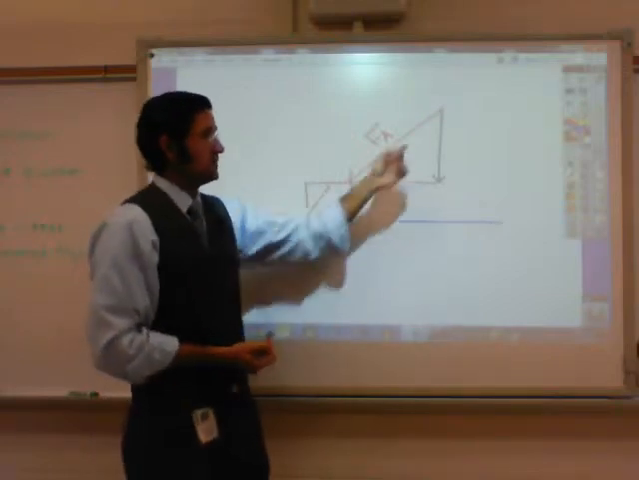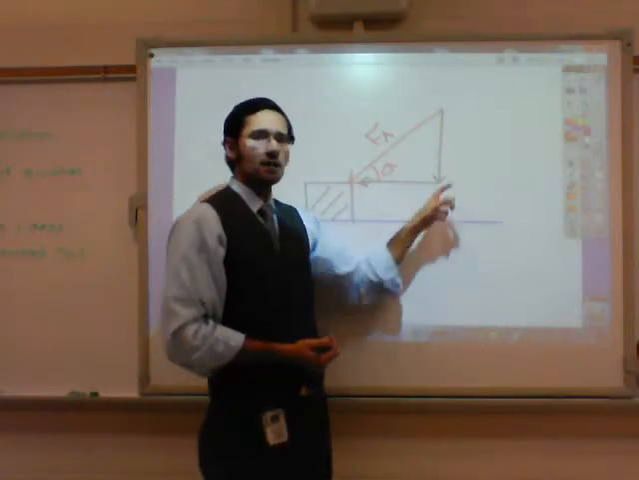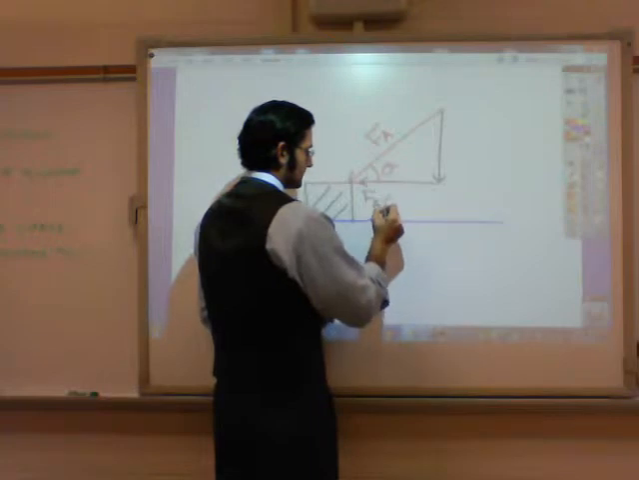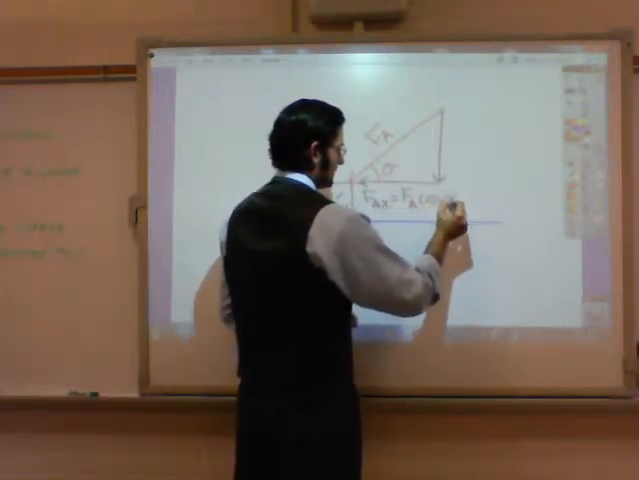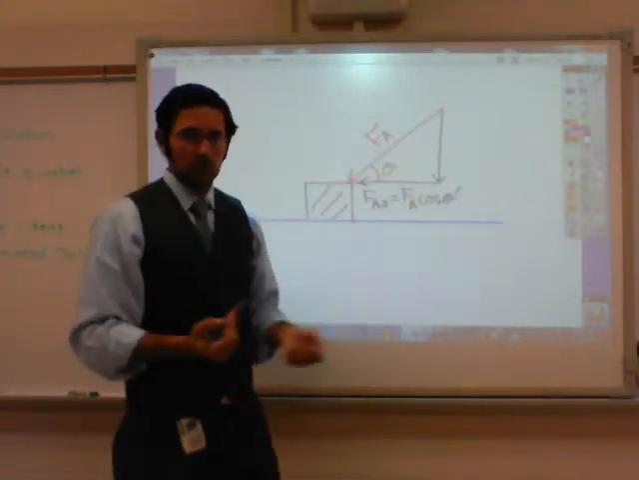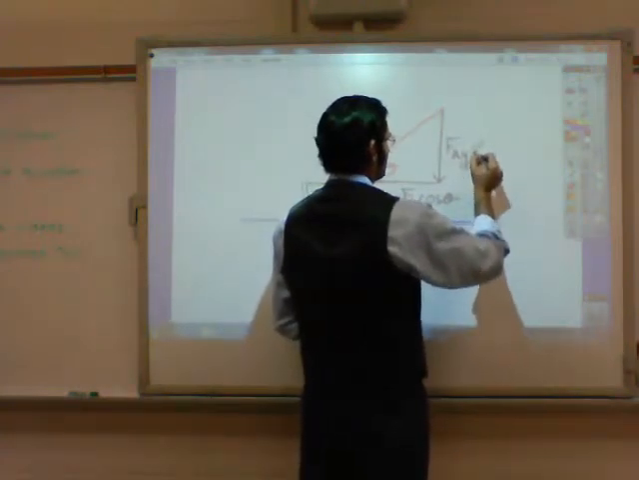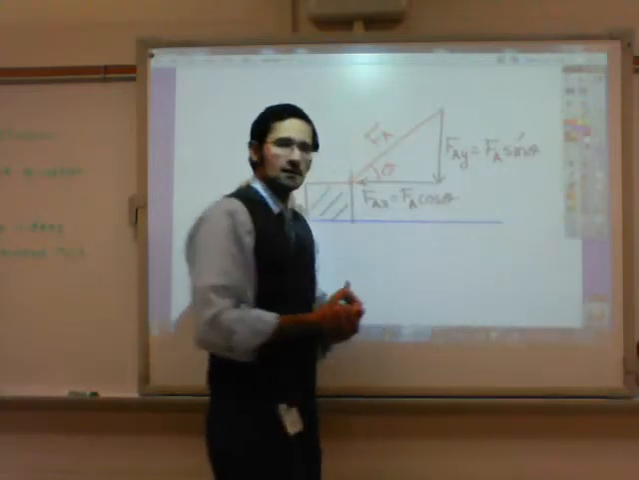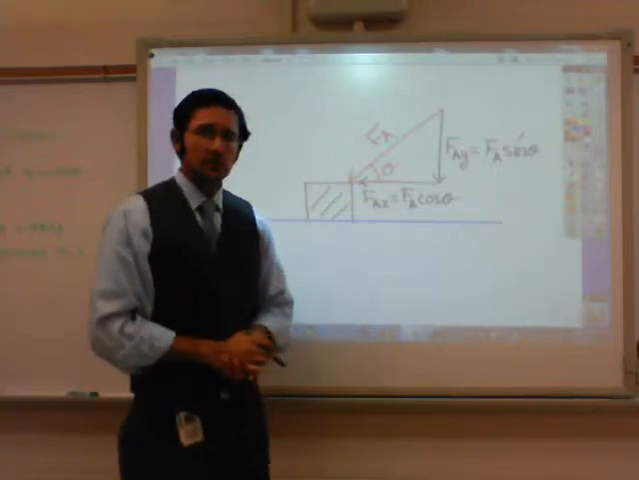Well, first things first, whenever you get a vector at an angle theta, always find out its x component and y component. You're going to find the x component the same way, Fa cosine theta. You're going to find the y component using sine, Fa sine theta. The question is, how does this impact the normal force?